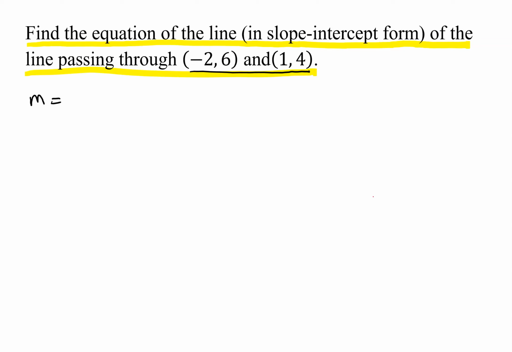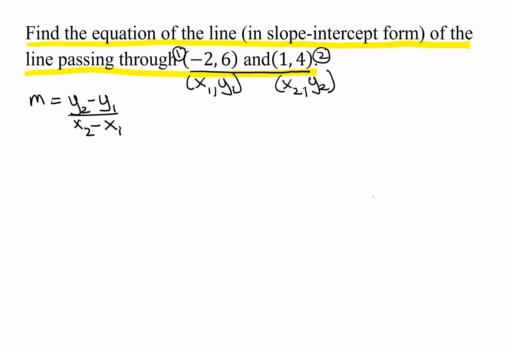So I'm going to use the formula m, the slope, equals y sub 2 minus y sub 1 over x sub 2 minus x sub 1. And those referred to, I'm going to call this point 1. So this is x sub 1, y sub 1. And this is point 2. And so that is x sub 2, y sub 2.